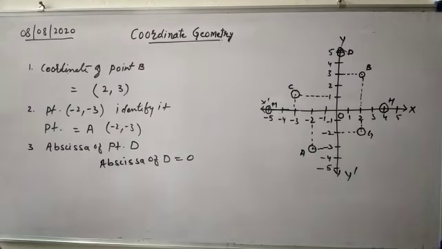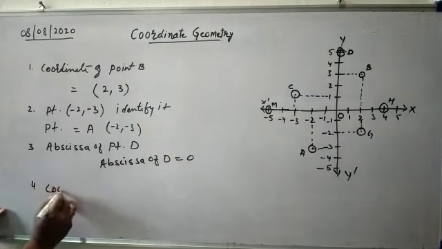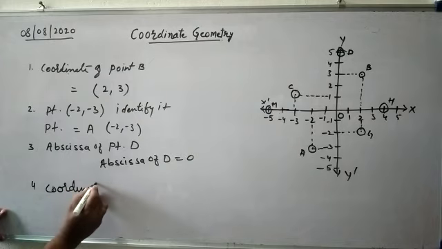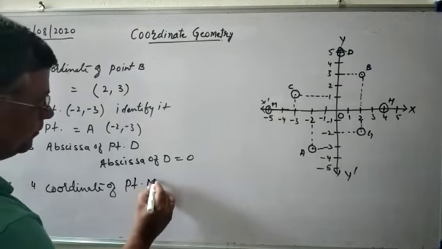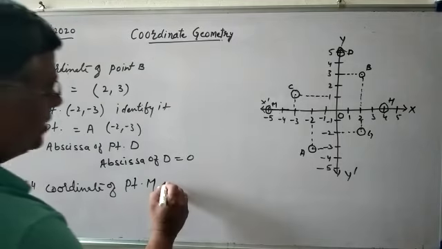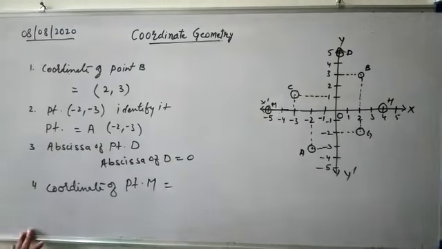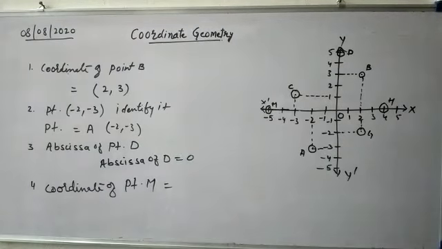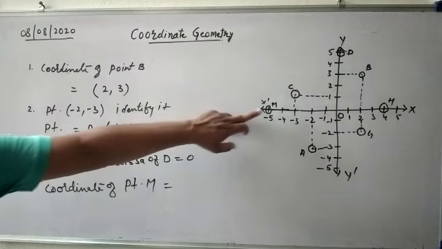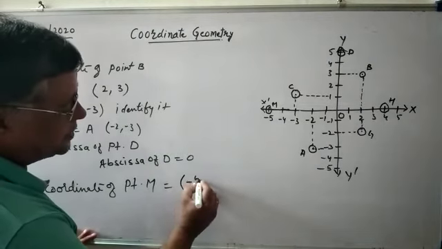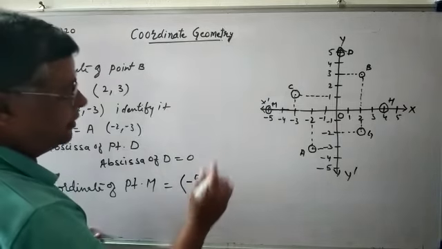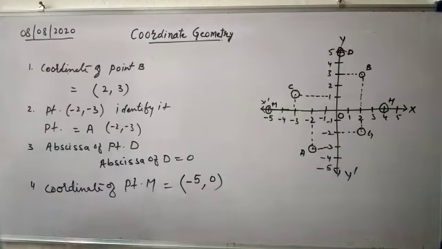Then the fourth one is the coordinates of point M. You see M lies on the x-axis. The perpendicular distance of M from the x-axis, the y distance, is 0. So the coordinates are (-5, 0): x coordinate is -5 and y coordinate is 0.